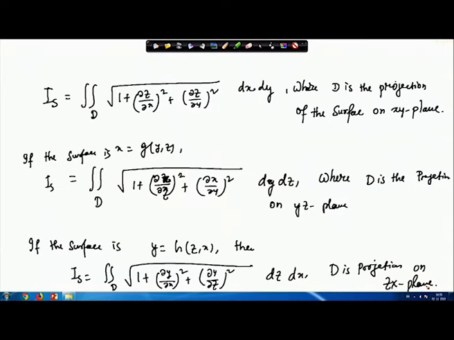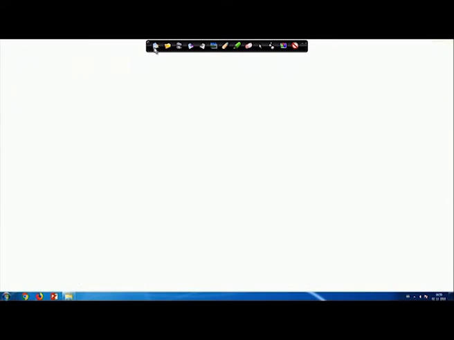So here it also depends on in what form you are given the equation. If the given formula is z equals to f(x,y), then we use the first formula. If we are given the equation of the surface as x equals to g(y,z), then in that case we'll use the second formula, and if it is given y equals to h(z,x), then we use the third formula. So it depends on which form you are given the surface, and based on that we can use one of these formulas.